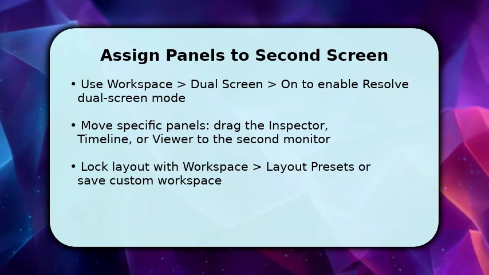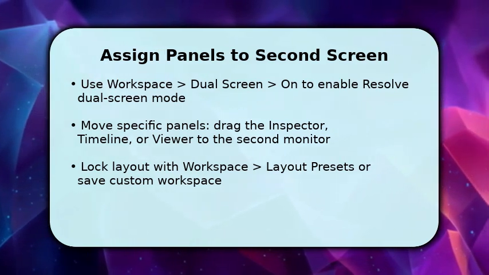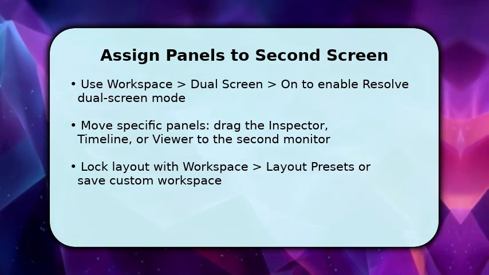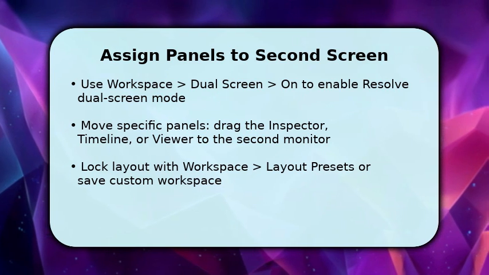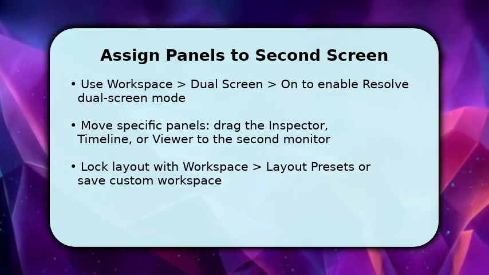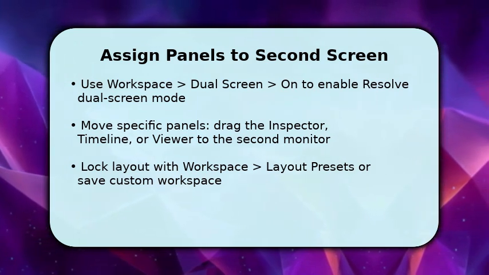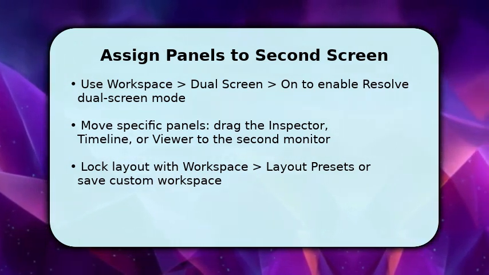First, turn on dual screen under Workspace and choose the monitor arrangement you want. Next, click and drag the viewer or timeline out of the main window onto the second display. Resolve detaches panels as floating or full screen depending on your setting. Make sure to position the inspector and scopes where they are most useful.